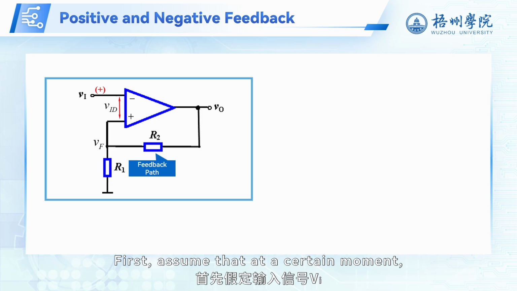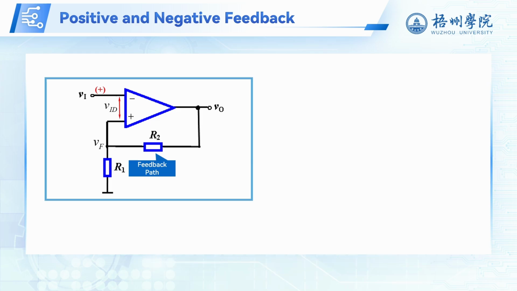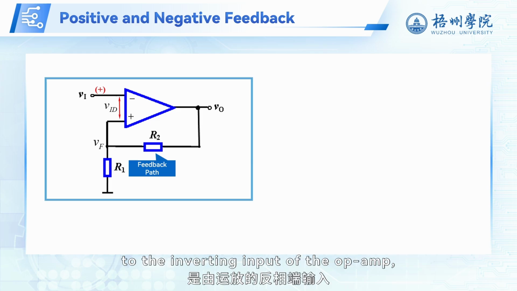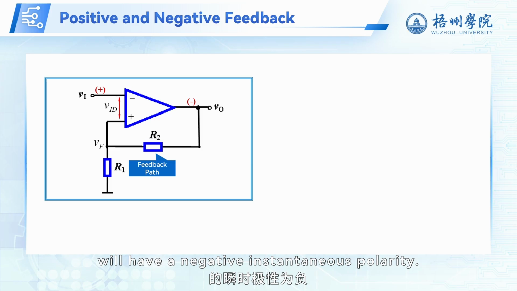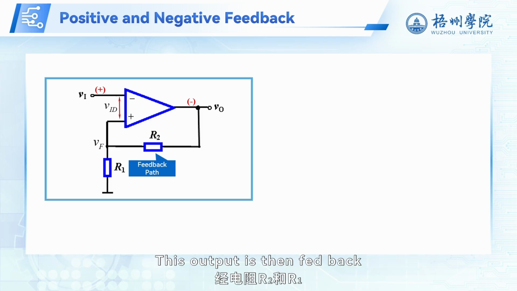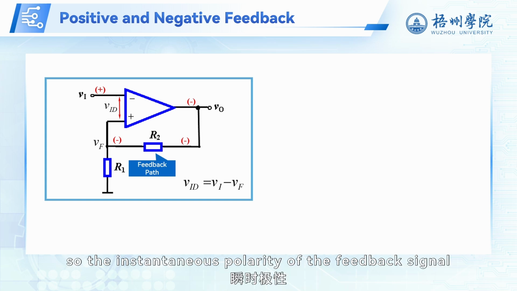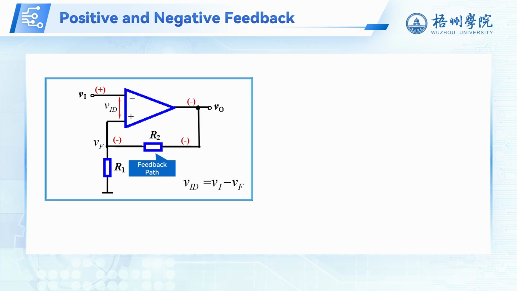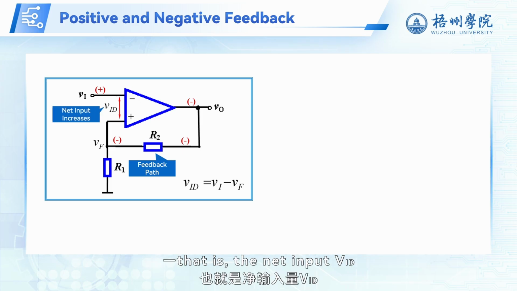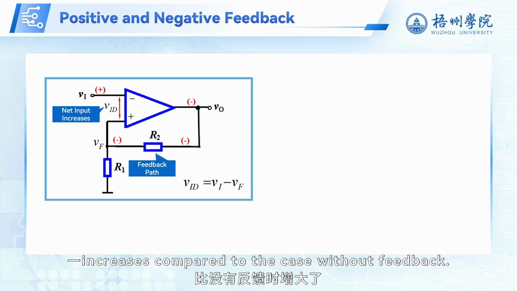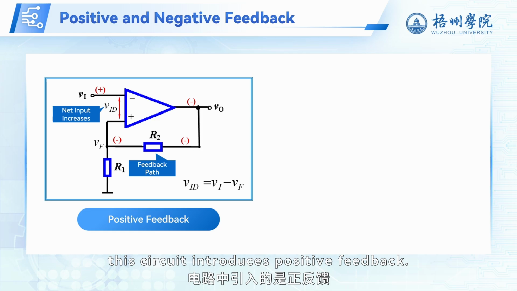First, assume that at a certain moment, the input signal Vi has a positive instantaneous polarity. Since Vi is applied to the inverting input of the op-amp, the amplified output voltage VO will have a negative instantaneous polarity. This output is then fed back through resistors R2 and R1 to the node VF, so the instantaneous polarity of the feedback signal is also negative. As a result, the difference between Vi and VF, that is, the net input VID, increases compared to the case without feedback. Therefore, this circuit introduces positive feedback.